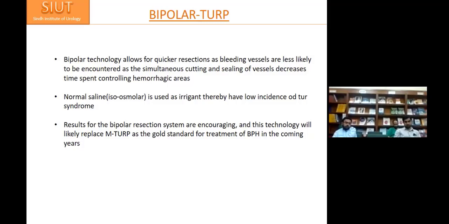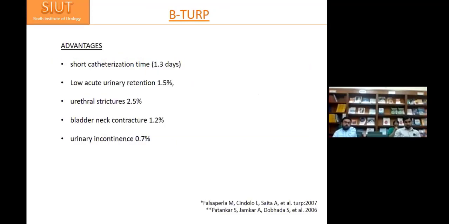Normal saline, isosmolar, is used as irrigant, thereby having a low incidence of TUR syndrome. The results for the bipolar resection system are encouraging, and this technology will likely replace monopolar TURP as the gold standard for treatment of BPH in coming years. The current setting in bipolar is 200 watts for cutting, and for coagulation it is set at 120 watts.